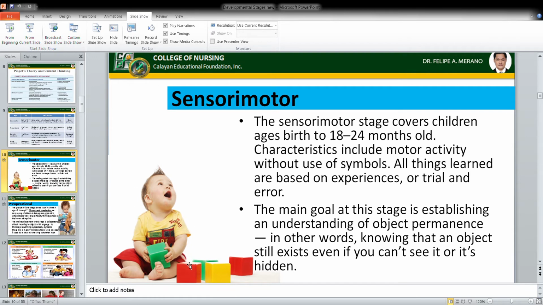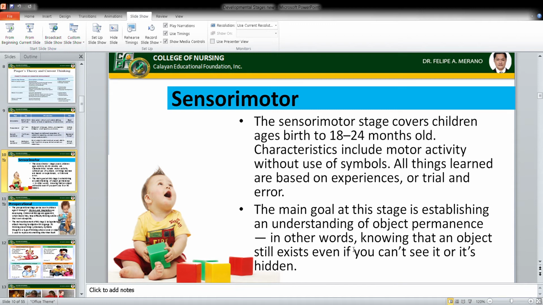So he used sensory motor in order to learn. So he is focusing on motor and the use of symbols. Imagine that the child learned by putting each cube one by one to go up on the top, and if it falls he will repeat it again until such time that he develops the formation of a single pile of cubes going up like a tower. Then the main goal of this stage is establishing an understanding of object permanence. In other words, knowing that an object still exists even if you can't see it or it is hidden.